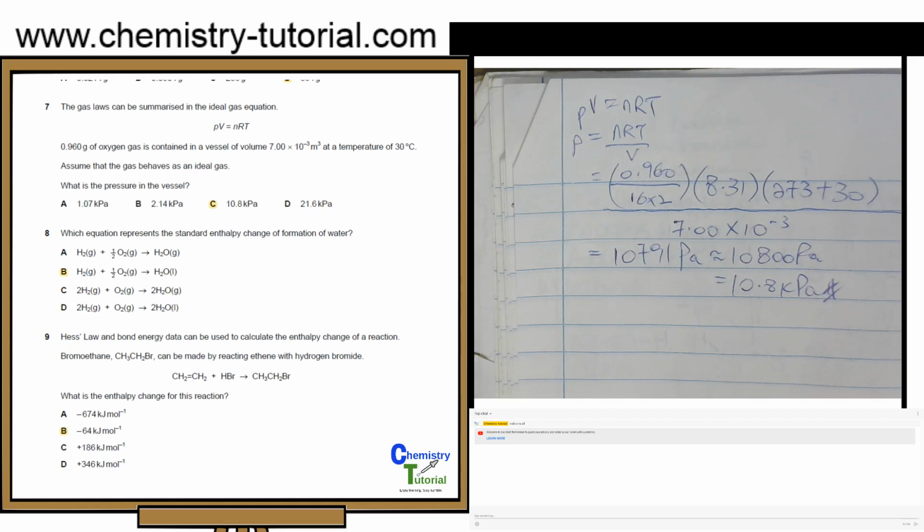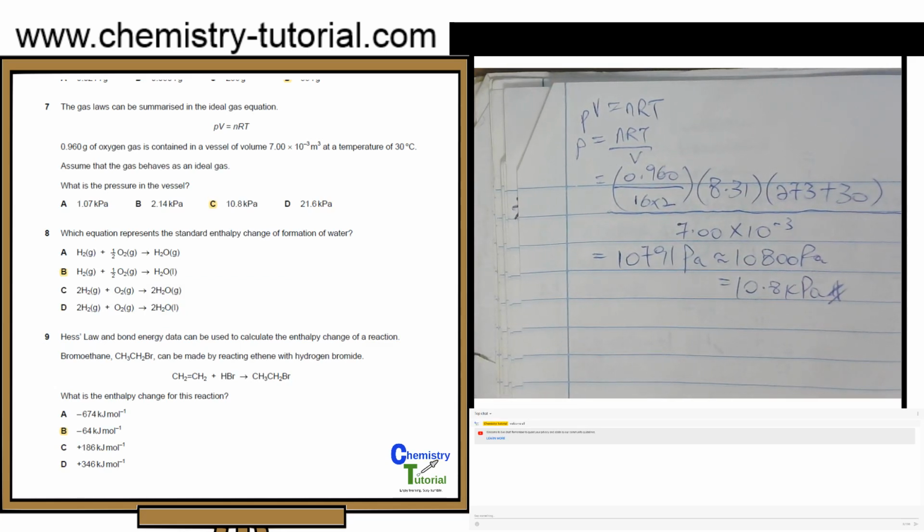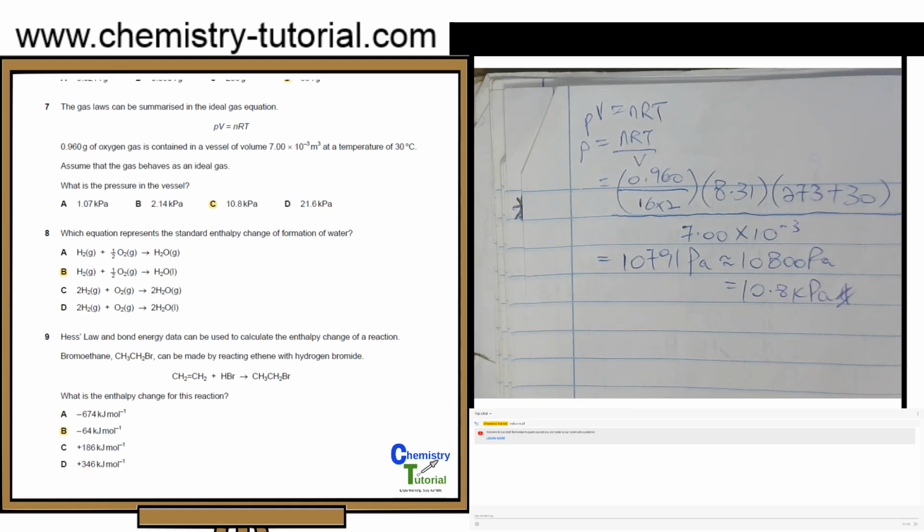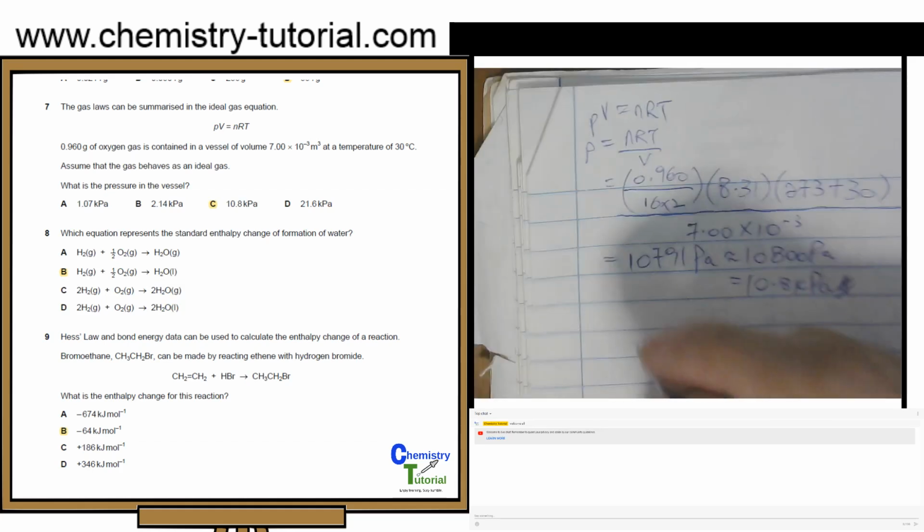For question 9, Hess's law and bond energy data can be used to calculate the enthalpy change of a reaction. Bromoethane, CH3CH2Br, can be made by reacting ethane with hydrogen bromide. What is the enthalpy change for this reaction? Now, let's draw up the displayed formula for these molecules.